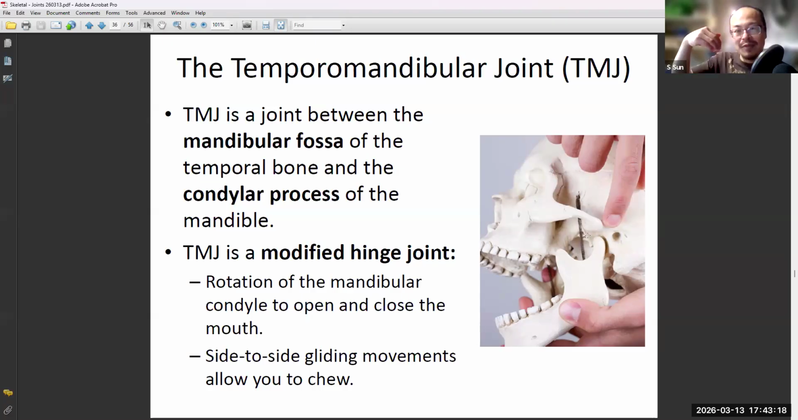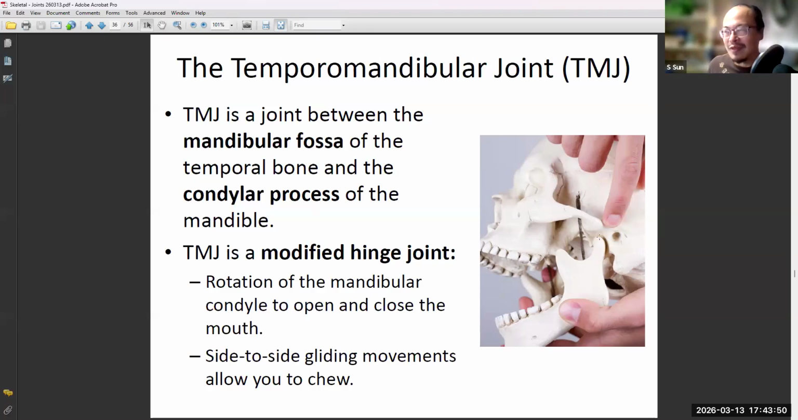It allows this process. What is this process name? Do you remember? The name of this process is called the condylar process, right here. So this condylar process attaches to the mandibular fossa. And so you can imagine, okay, so this is the joint. Now it's a joint. Two bones meet each other. It's a joint, and it's movable.